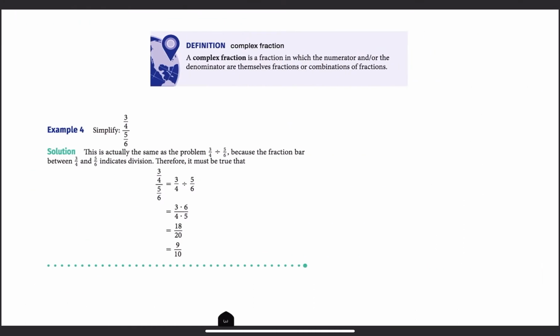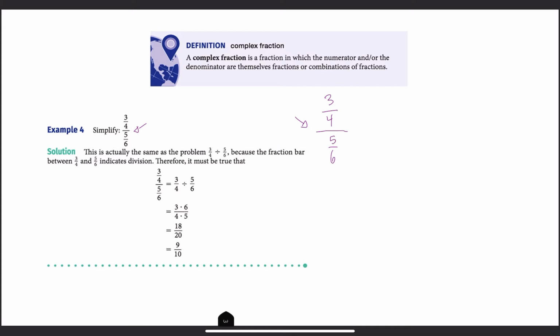Now let's talk about complex fractions. What is a complex fraction? Well, a complex fraction is just the division of two fractions. So let's have a look at this problem. 3/4 divided by 5/6. Now it's a little hard to tell, but this fraction bar here is a little thicker, so I drew my fraction bar a little wider to represent that. That's what we call the primary operator.